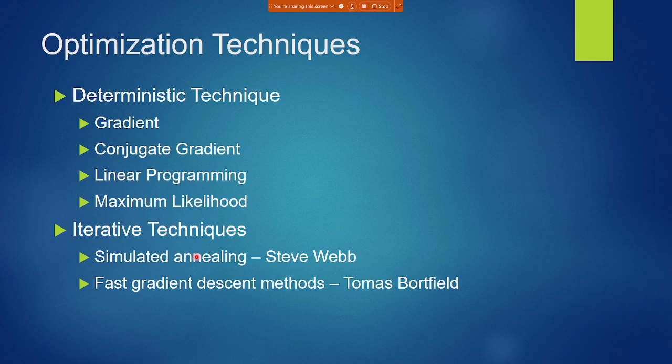By optimization techniques. One is you can use deterministic techniques like gradient method or conjugate gradient, linear programming, maximum likelihood, and also iterative methods, which are now very common, like simulated annealing, which was given by Steve Webb, where you take a cost function and reduce it, or the fast gradient descent method, which was by Thomas Bortfeld, which actually increased the speed of optimization.